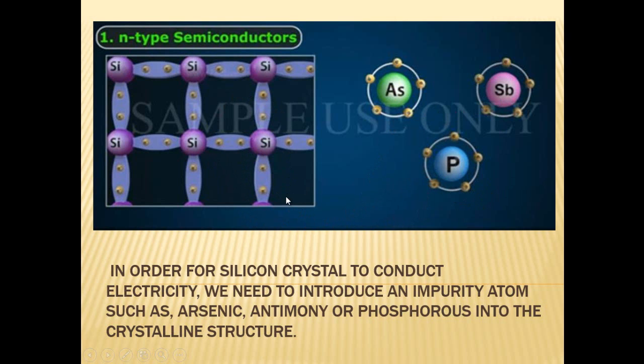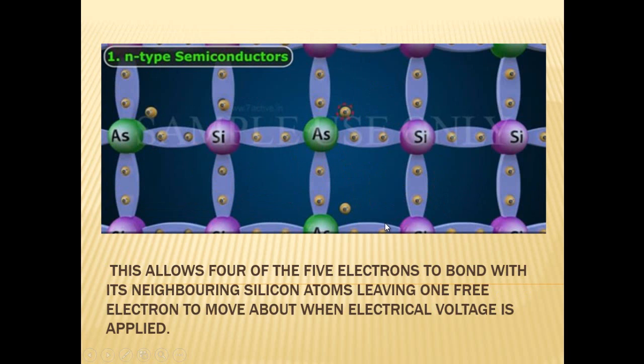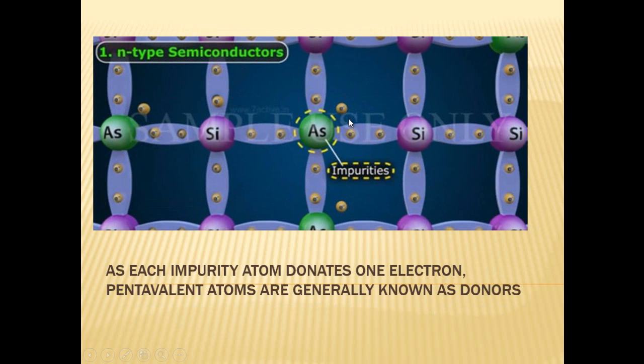These atoms have 5 outer electrons in their outermost covalent bond to share with other atoms and are commonly called pentavalent impurities. This allows 4 of the 5 electrons to bond with its neighboring silicon atoms, leaving 1 free electron to move about when electrical voltage is applied. As each impurity atom donates 1 electron, pentavalent atoms are generally known as donors.